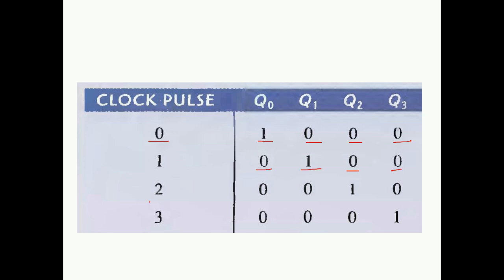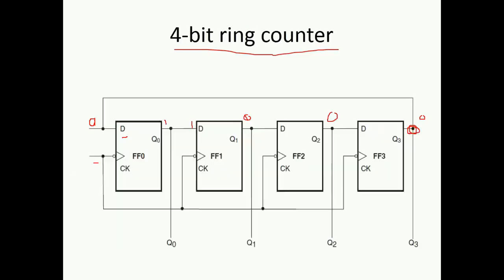For the second clock cycle, you can see over here that this 1 is going to be transmitted one by one to the next flip-flop. So for the second clock cycle, Q2 will become equal to 1 and for the third clock cycle, Q3 will become equal to 1. So this is how the flip-flops are going to work in a ring counter.